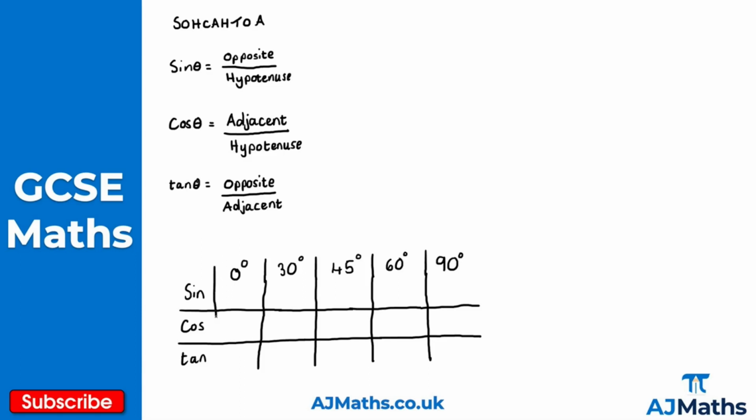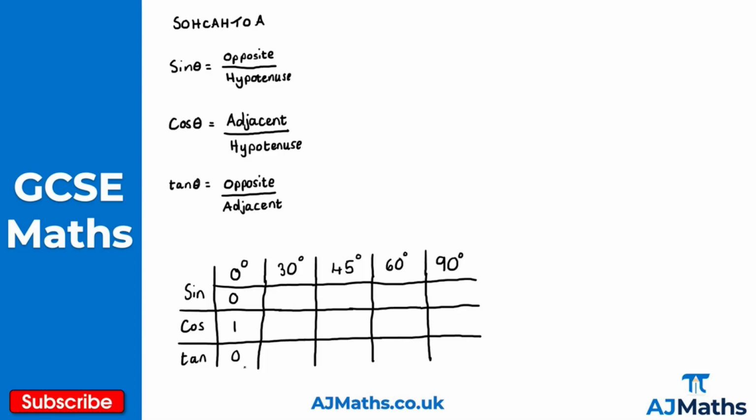So let's start here by looking at 0 degrees. So sine of 0 degrees, that is equal to 0. So sine of 0 degrees is 0. Cosine then of 0 degrees would be 1. And tan of 0 degrees, that's also 0.